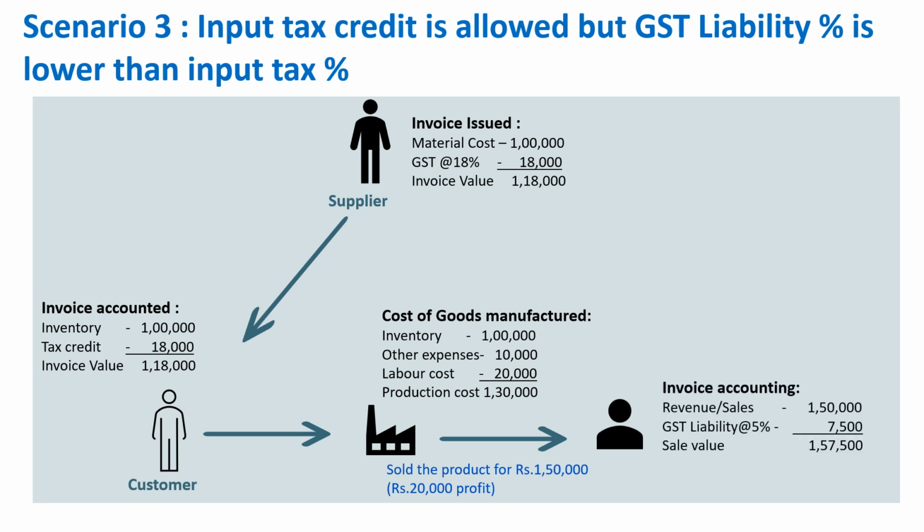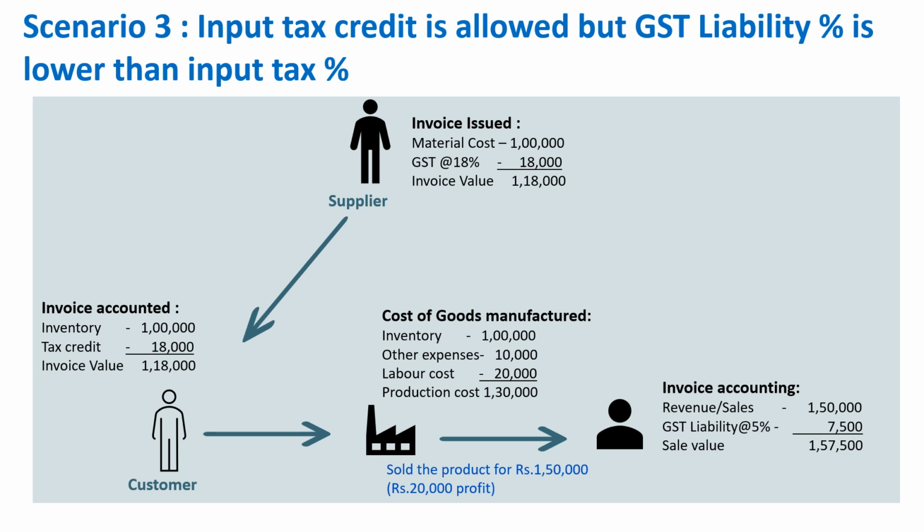Now, the catch here is that at the time of sale, that finished good falls under a lower slab of GST liability. So here revenue is 1,50,000, which I am keeping the same as in scenarios 1 and 2. But the GST liability is 5%. That means the amount you're going to charge your customer is 5% on the sale value, that is 1,50,000. That comes to 7,500, and the total sale value now is 1,57,500.